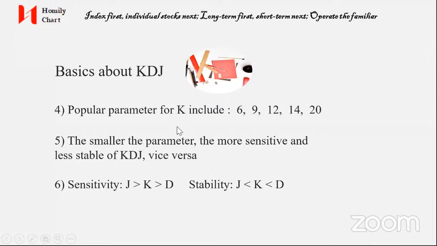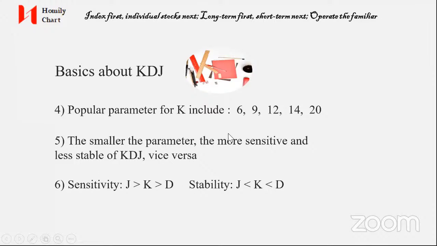And this is the parameter, which is very important for KDJ. And about the sensitivity, because J is the fastest, it will be the most sensitive to the price movement, and D is the slowest, so it will be the least sensitive. And stability would be the opposite, right? J is the most sensitive, meaning it's the least stable, and D is the most stable because it's the least sensitive, right? So that's about it.